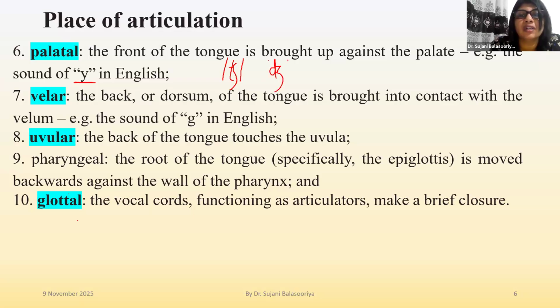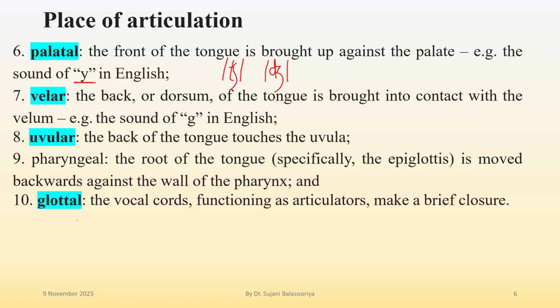Ch and j. First one, ch, like when you say church, ch. And the second one, j, like when you say judge. In both these sounds, you find your tongue, the body part of the tongue, the central part, we call it front part, is touching the hard palate. Okay. So these two examples are palatal consonants.